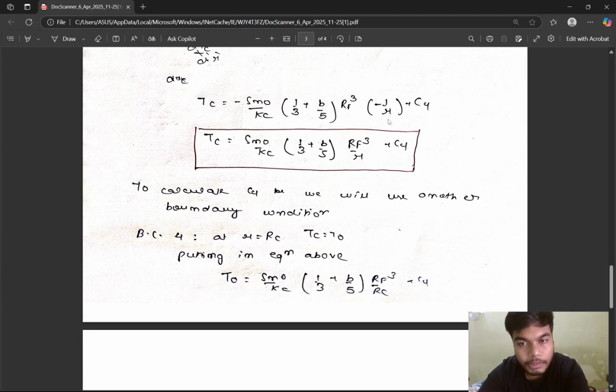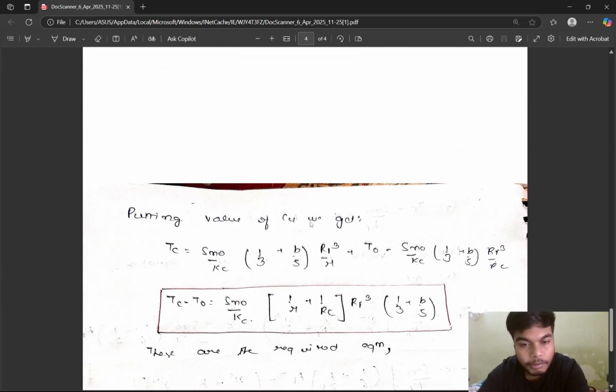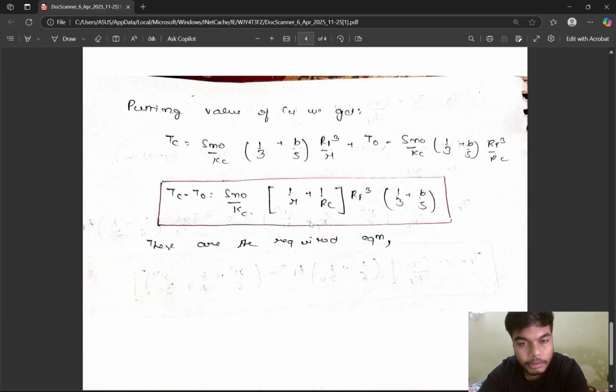Then we will calculate Tc, and to calculate the C4 term, which is here, we will use another boundary condition, which will be boundary condition 4 now. At R equal to Rc, we will have the same temperature profile, Tc is equal to T naught. By putting this in the above equation, we will calculate C4, and we will resubstitute the C4 term in this equation to get the final equation.